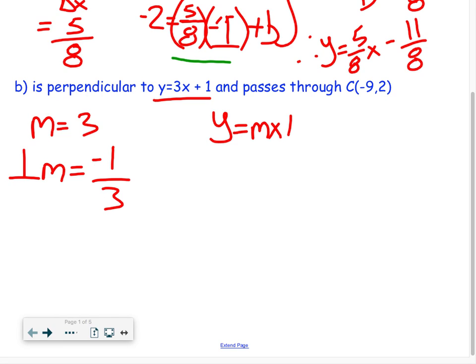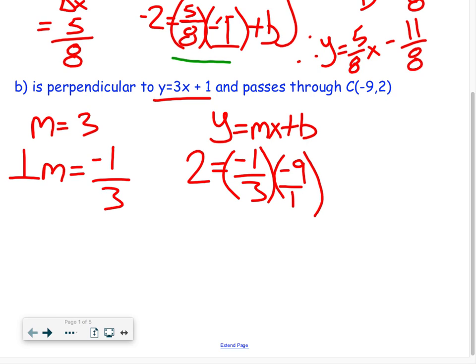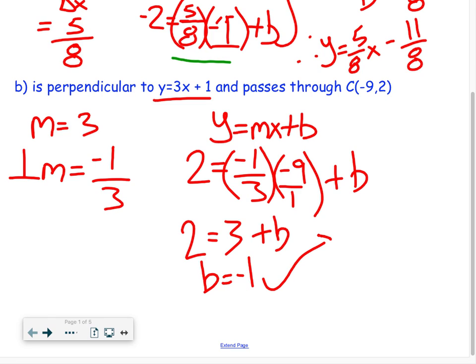So we've got y equals mx plus b. We have 2 equals negative 1/3 times negative 9, which is negative 9 over 1 if I want to do that, plus b. So that's 2 equals negative 1 times negative 9 is 9. 9 over 3 is 3 plus b. b is then negative 1. So therefore our equation is y equals negative 1/3 x minus 1.